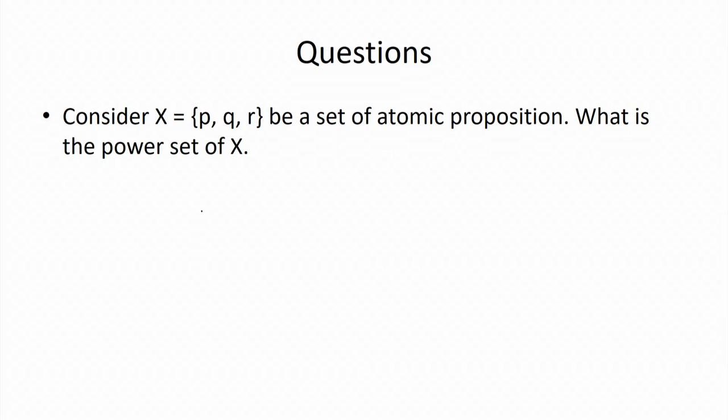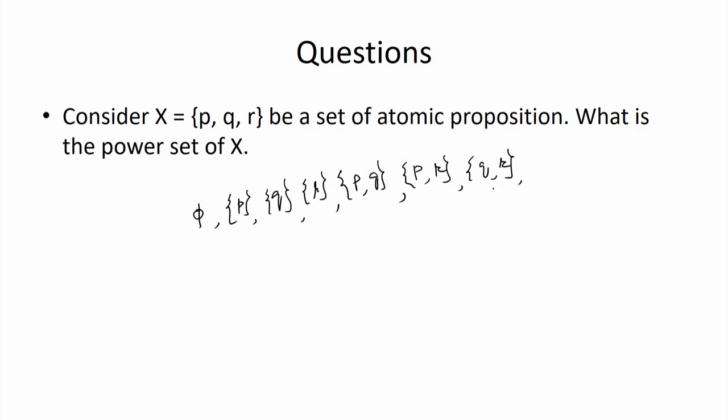Generally, the power set is a set of subsets: p is one subset of this given set, q is also a subset, r is also a subset. Or I can say p q is a subset, p r is a subset, and q r is a subset. Also, p q r is a subset of X. Do you find any other subset of these three elements? If you inspect it, you are not going to get any other subset. So this is the power set of the given set. Now, how many elements are there? I think there are 8 elements, because the size of the power set is 2 to the power n, where n is the number of elements of the given set.